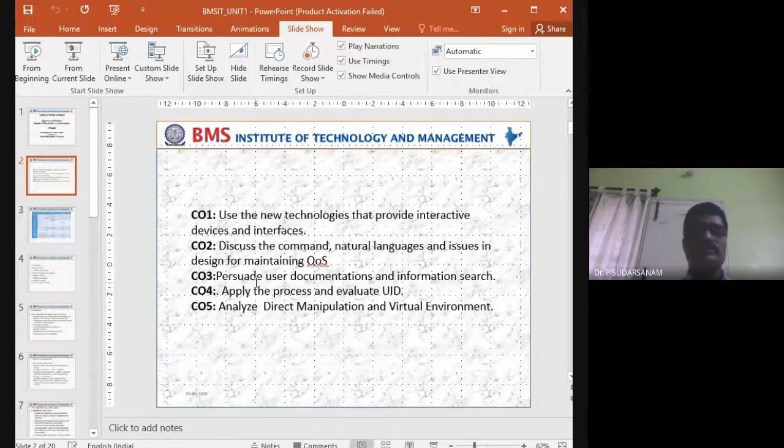Persuade is nothing but, it will tempt us to buy it. That is the meaning for that one. User documentation and information search: they will do it in such a way that when you are searching for one piece of information, you will also get the remaining advertisements, and they develop it that way.